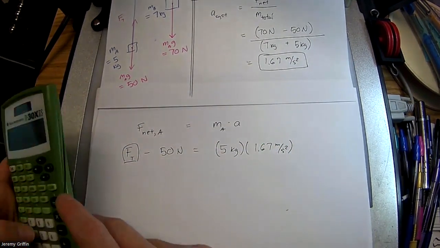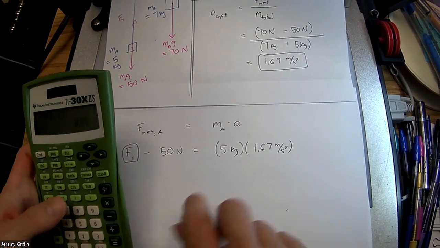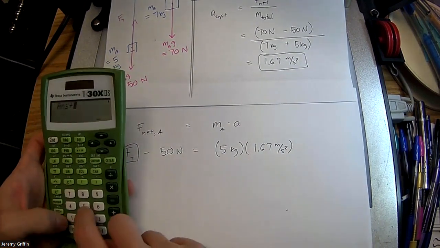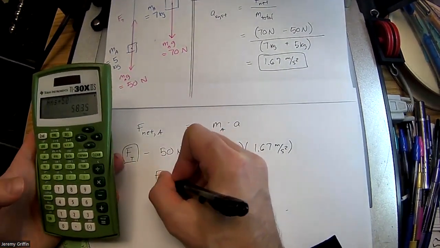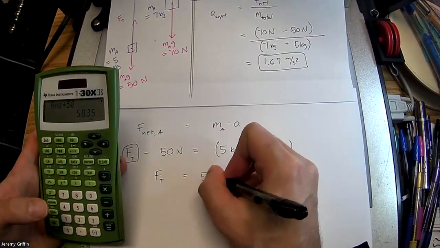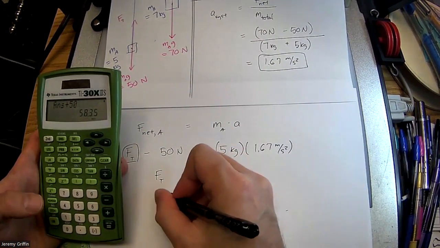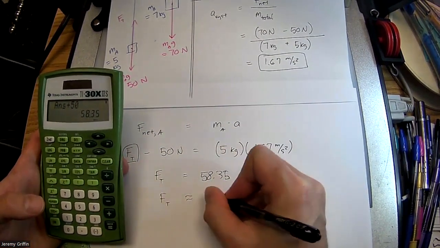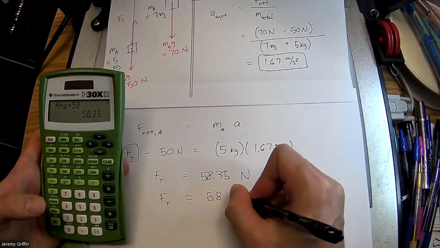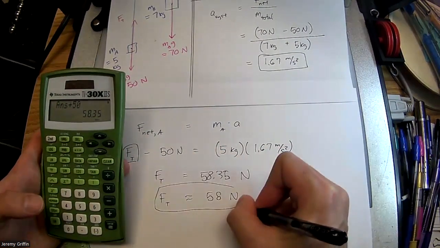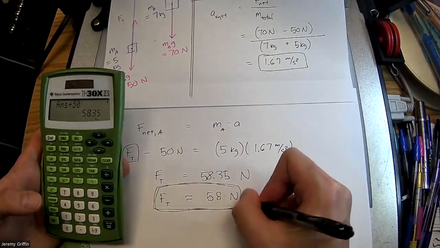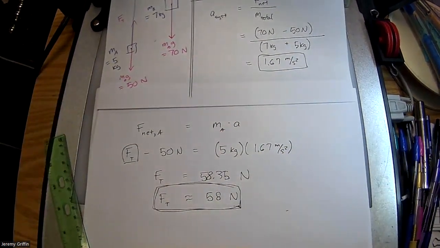So what is 5 times 1.67? That's like 8.35 plus 50. I'm getting the tension force to be 58.35 newtons. Okay, that's too much precision, so make it say about 58 newtons. If that was a multiple choice answer, that's probably what it would say. It's like 58 newtons. Right? Which of these is closest to, okay? Like I said.